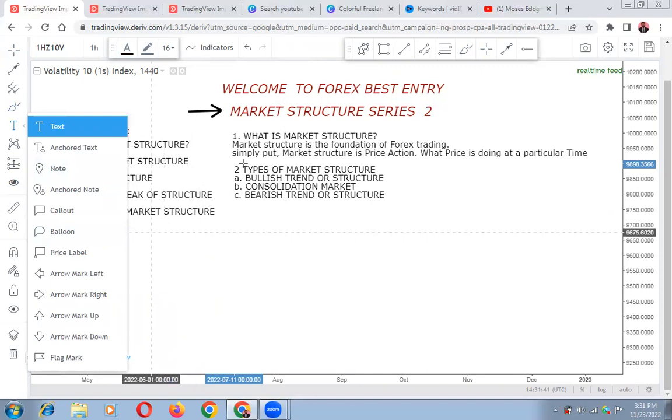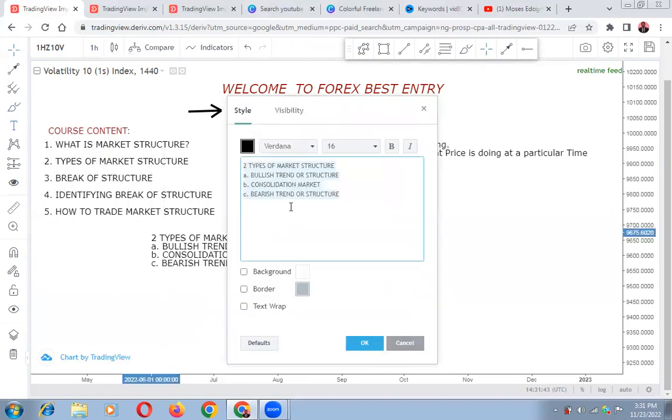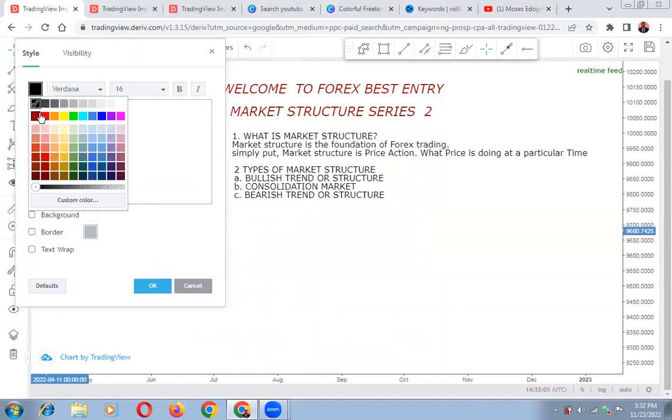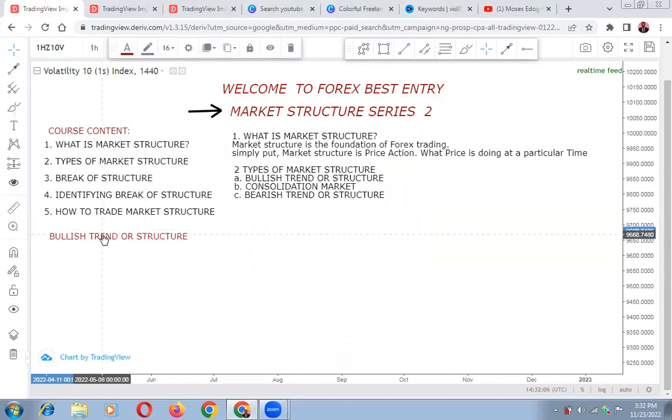Okay, let's talk about number one, the bullish trend or bullish structure. This is the buy market. Market is said to be bullish when it has these categories. Okay, let's show it in this red. Bullish trend.